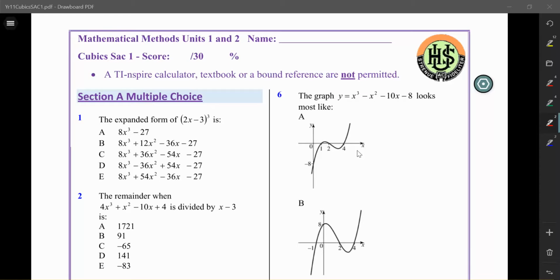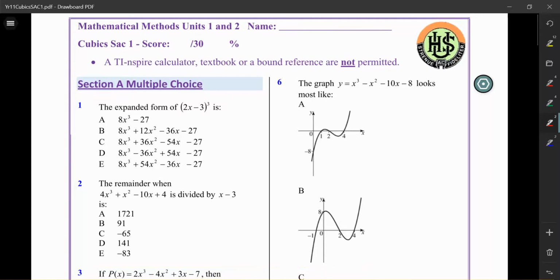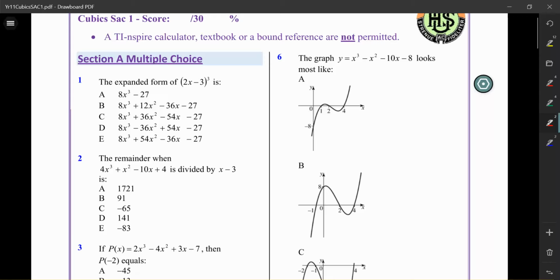Now I went through them. I think this is the only one without solutions. I'm just going to do the solutions and show you some calculator work so you can see how you'd use it. So here we go.